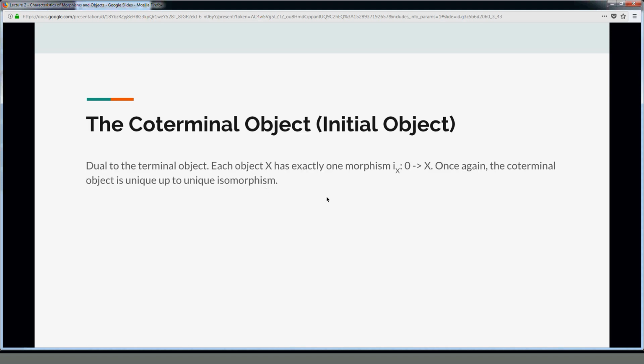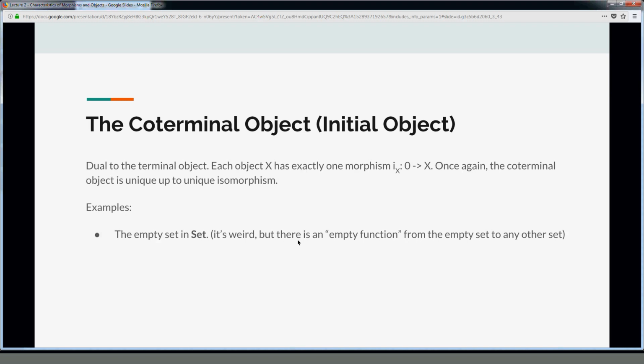So it's the dual of the terminal object. It's basically the same definition but with the arrows reversed. It's the object that has, for every other object in the category, exactly one morphism going from the initial object, the co-terminal object, to that object. And it's unique up to unique isomorphism.